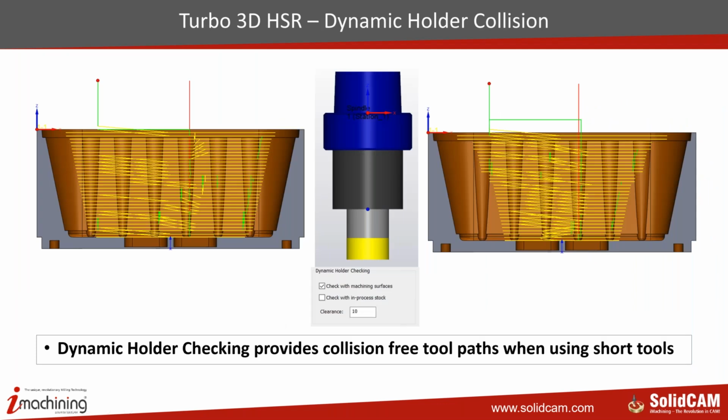It also supports dynamic holder collision inside Turbo 3D HSR. You can define the holder and it will take care of holder collision checking automatically with respect to the target, or you can also check with the machine surfaces, both the options. So it will take care of dynamic holder collision while generating the tool, especially when you want to use a shorter tool and to machine the maximum possible depth. You can define this dynamic holder collision that will be taken care of inside Turbo HSR automatically.